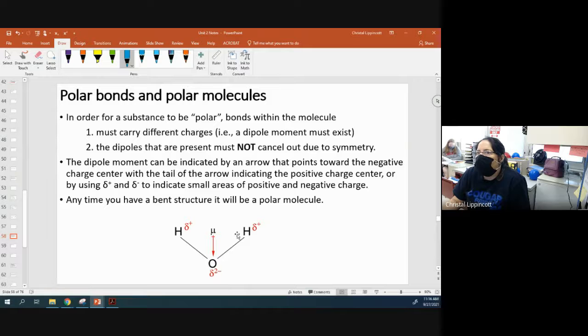Okay, polarity. In order for a substance to be polar, it has to carry different charges. Let's see what your homework is tonight, if you need this for your homework. There is some polar and non-polar. I need to talk to you about polarity. It's to this chart right here. You're going to stop when you get here.